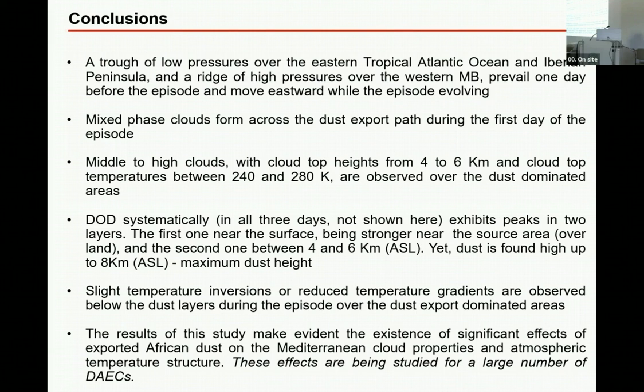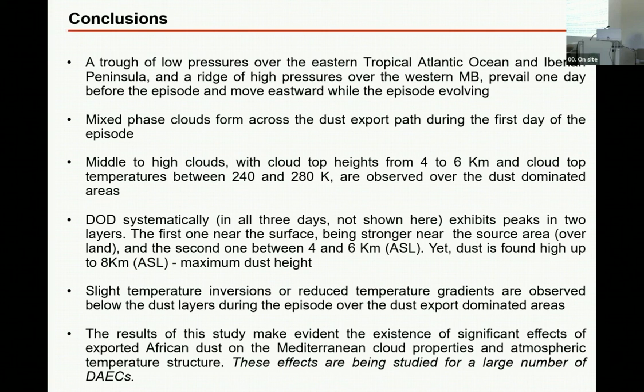Well, a trough of low pressures over the eastern tropical Atlantic Ocean and the Iberian Peninsula and a ridge of high pressures over the western Mediterranean basin prevail one day before the episode and move eastward while the episode evolving. Mixed phase clouds are formed over the dusty area. These clouds are characterized as middle to high ones, with cloud top heights between 4 and 6 kilometers and cloud top temperatures between 240 and 280 Kelvin.